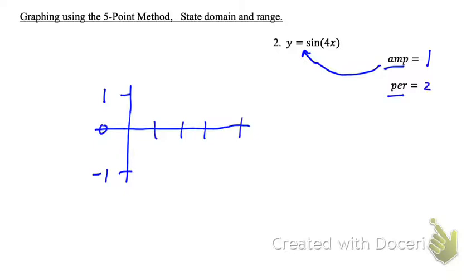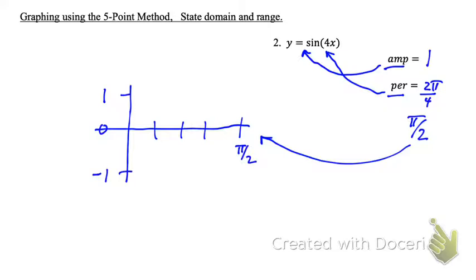Our period is 2 pi over b. What's our b value? It's a 4. So it's 2 pi over 4, which is pi over 2. So that means by the time we get to pi over 2, the ride is over.